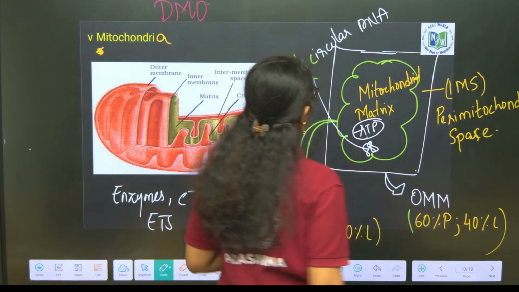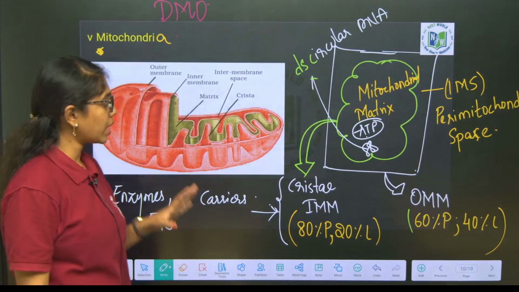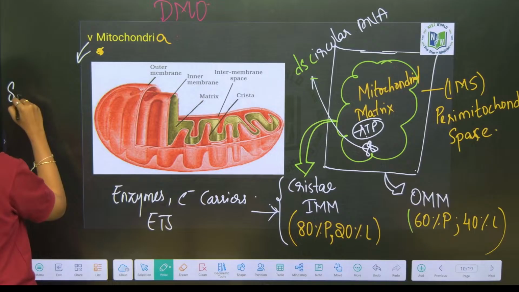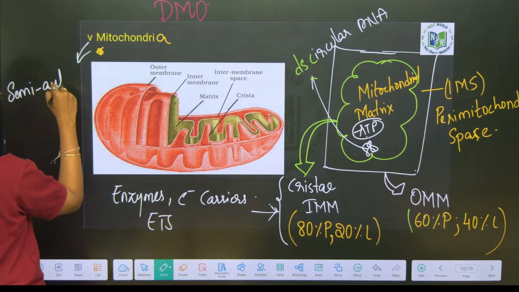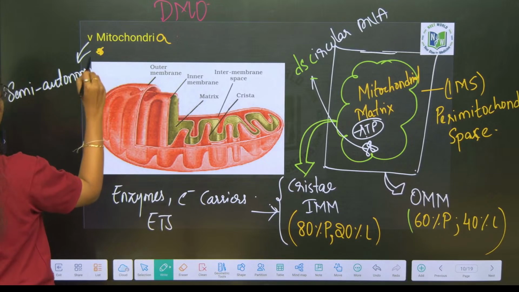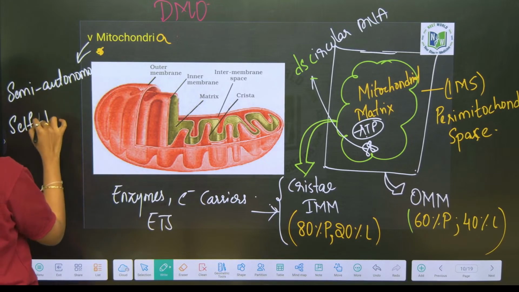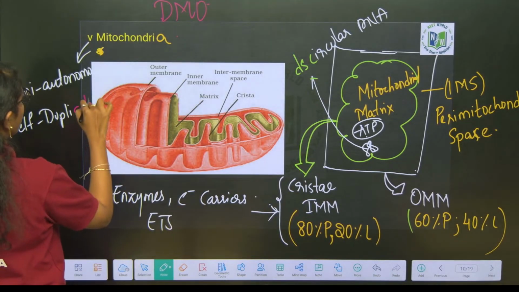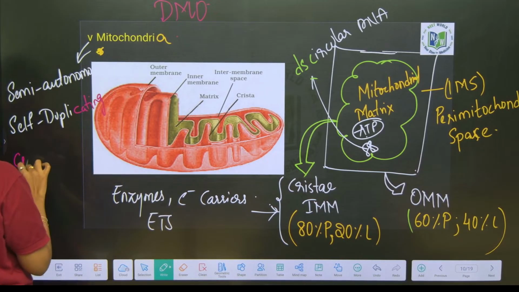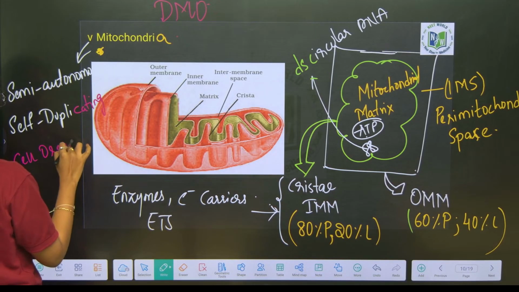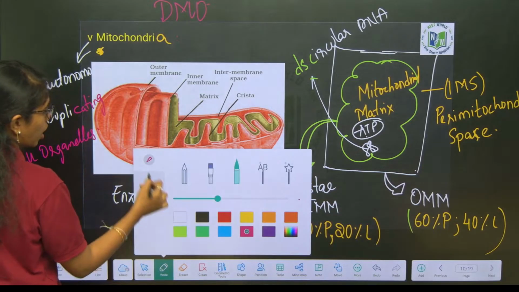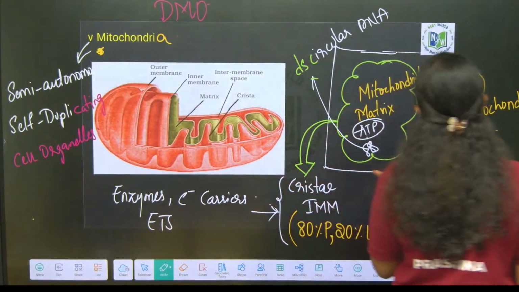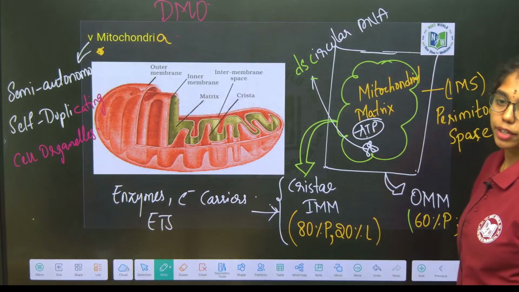As mitochondria and chloroplast also possess double stranded circular DNA, they are called as what? Semi-autonomous or self-duplicating cell organelles. Clear, right? Outer mitochondrial membrane, inner mitochondrial membrane, intermembrane space and mitochondrial matrix.